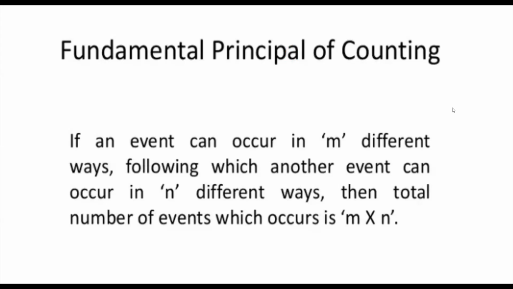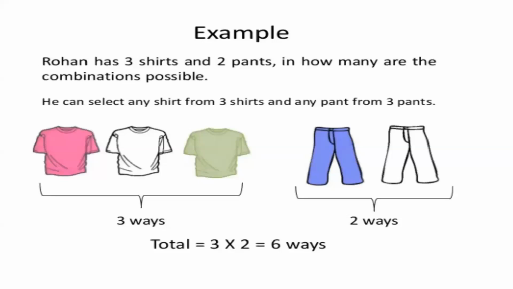Look at an example. In this example, it mentions that Rohan has 3 shirts and 2 pants. In how many ways are the combinations possible, or how many ways can he combine these outfits on any particular day? So, let's say we have a pink shirt, a white shirt, a green shirt, a blue pants, and a white pants.